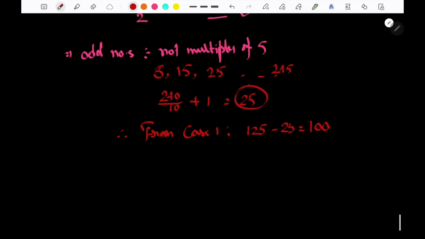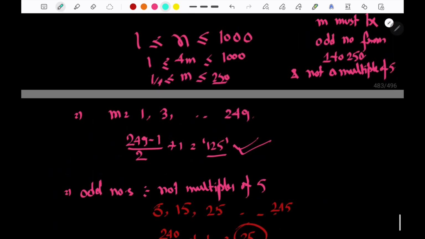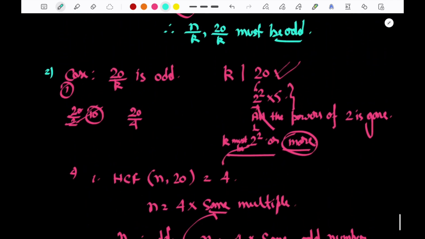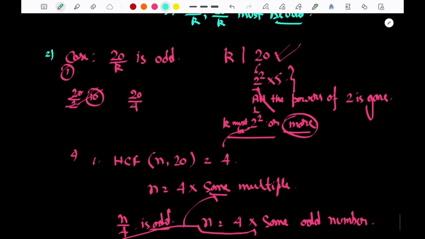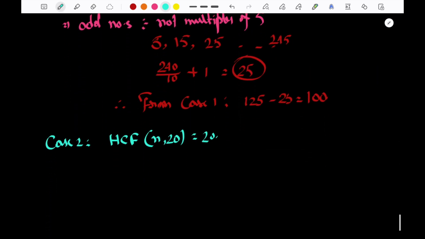Now for case 2, case 2 is HCF of n comma 20 is equal to 20. Now that can be the only case. First is 4 and second will be a multiple of 4, that is 8 is not divisible, 12 not divisible, 20 divides 20. 12 doesn't divide 20, but 20 divides 20 again. So HCF of n comma 20 is 20. Then in this case what is going to happen?